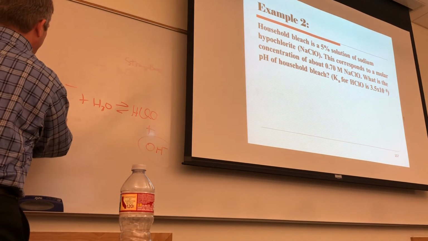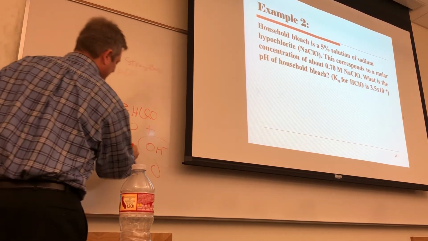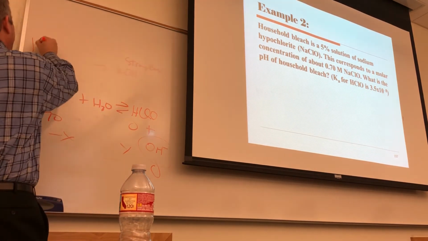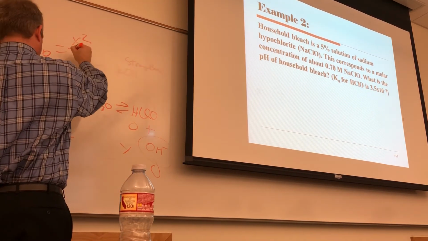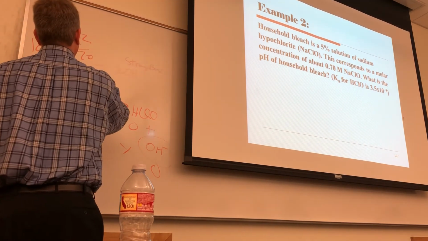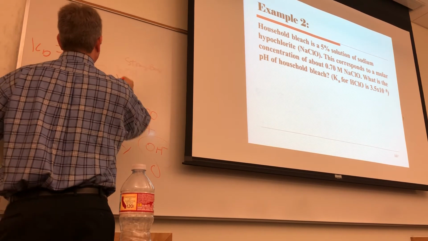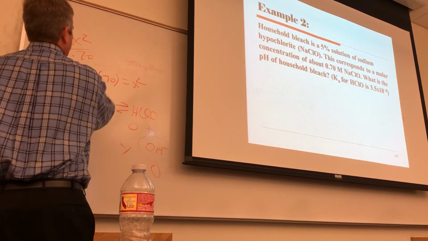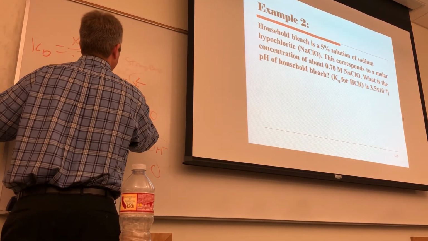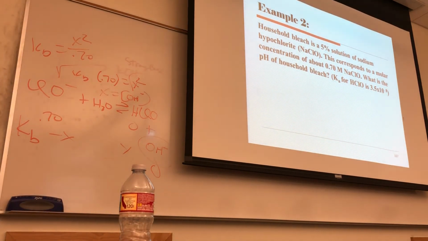0.70, 0, 0, minus X, plus X, plus X. My Kb is going to equal X squared over 0.70. The other X is no big deal. Kb times 0.70, square root easier, equals X squared, and then the square root equals X, and X equals the concentration of hydroxide. From here, I could decide what I want to do: pOH, or solve for the hydronium ion and get the pH. Either way, I end up with the pH.